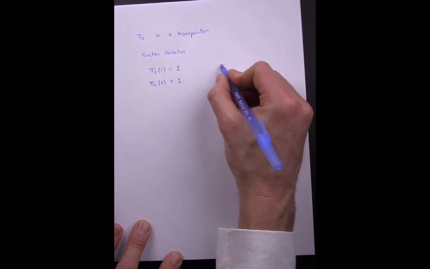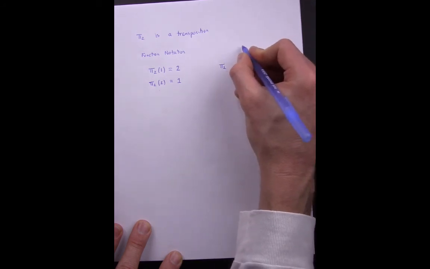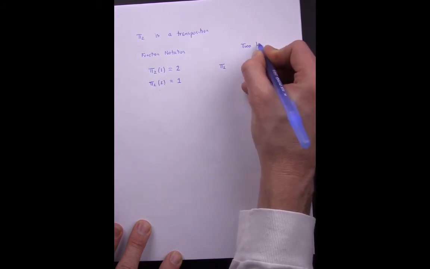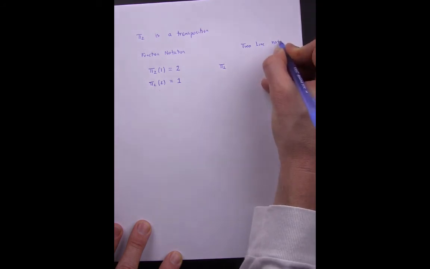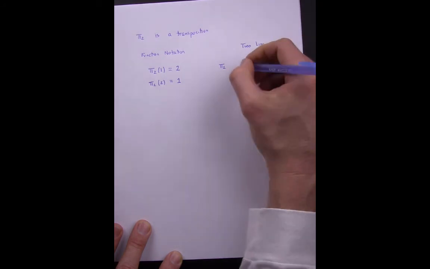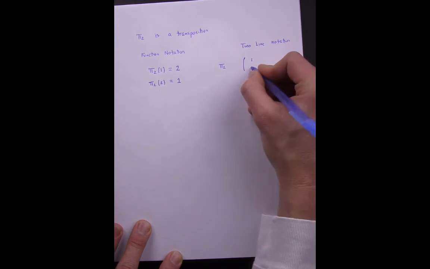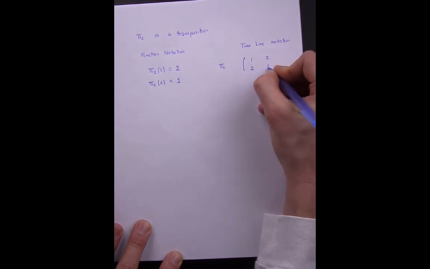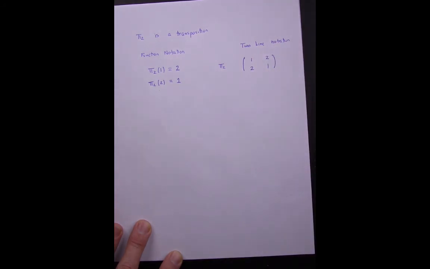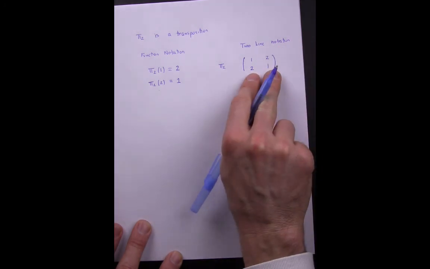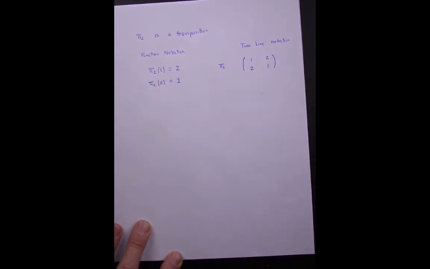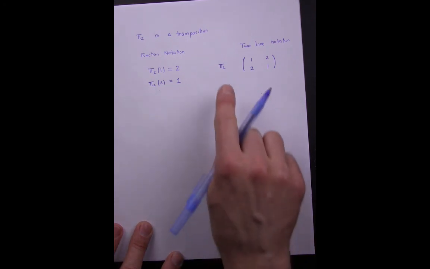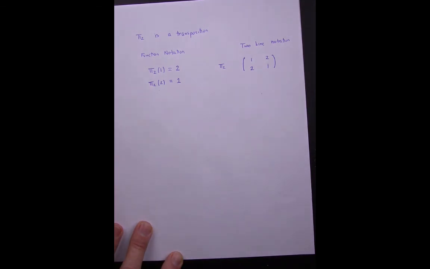So when we look at pi 2 in two-line notation, we have that 1 gets mapped to 2 and 2 gets mapped to 1. Notice this is a transposition because we're changing one direction. In the next video, we'll talk about how to figure out the signs of each of these permutations. I'll see you there.